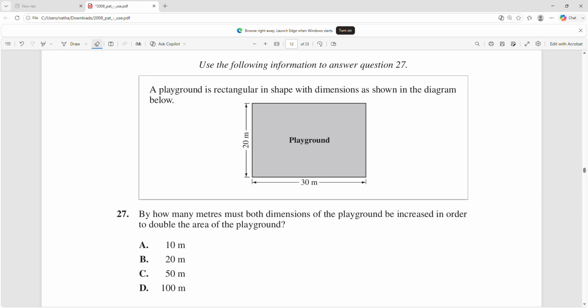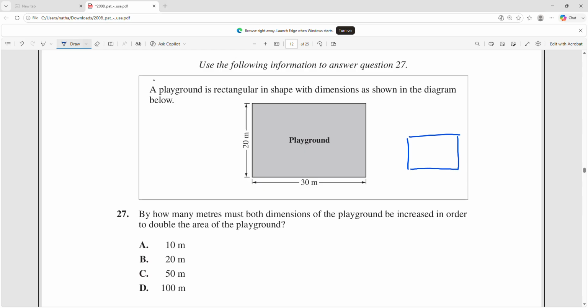What can we do though? We can think a little bit with algebra. Here is my original side, 20 by 30. I'm going to increase this by a certain amount, and I'm going to increase this by a certain amount, so that our area is doubled. I don't know what that amount is, so I'm going to call it X. It said, by how many meters must both dimensions be increased? So it's being increased by the same amount on each side.